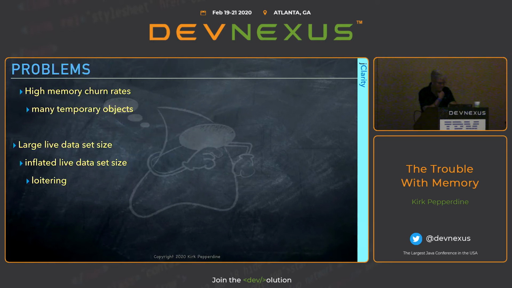Now, large live data set sizes also come with their own issues. The inflated live data set size is something you see with session objects and things that are trying to maintain state, even if it's temporary. It creates a condition which we call loitering. In other words, the data is going to stay in the heap for a long period of time, which means it's likely to be pushed up into tenured space, but then it's going to go away eventually when the session gets timed out or closed down.